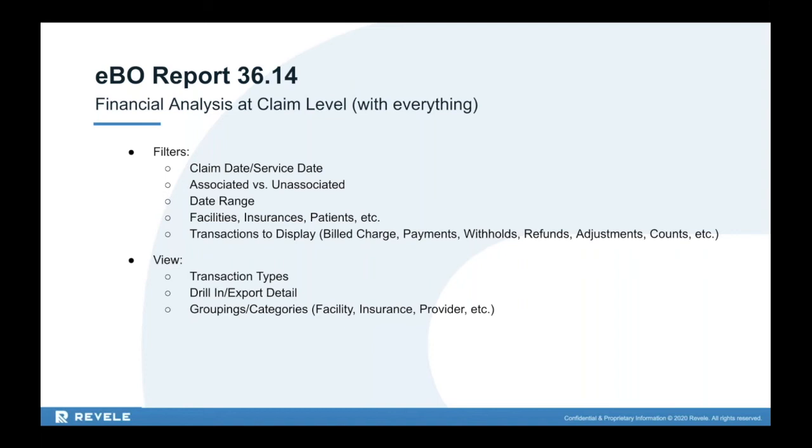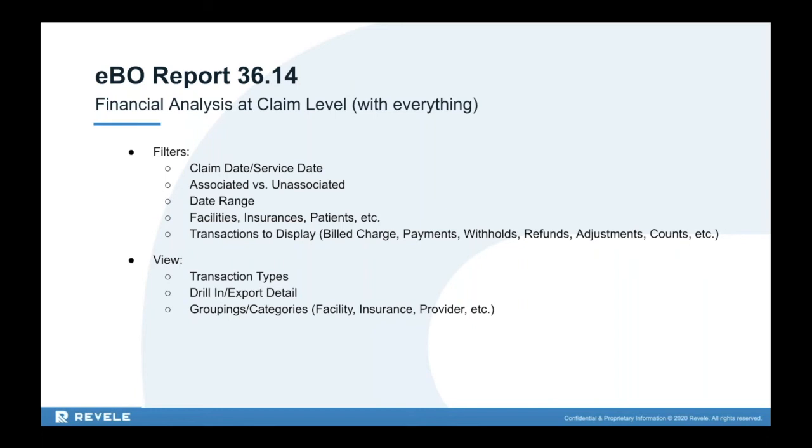So again, you'll have the ability to see claim date versus service date, set your date range, and filter by facilities, insurances, patients. And then you can see all the different transactions that it will display, or you can pick certain ones from the list. But I want to make sure to talk about associated versus unassociated, because on a lot of these financial reports, you're going to see that as a transaction type option.